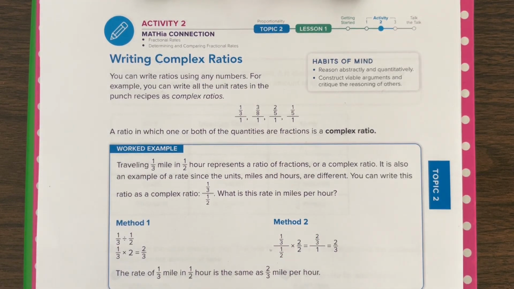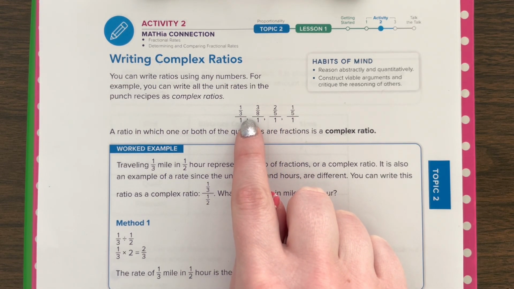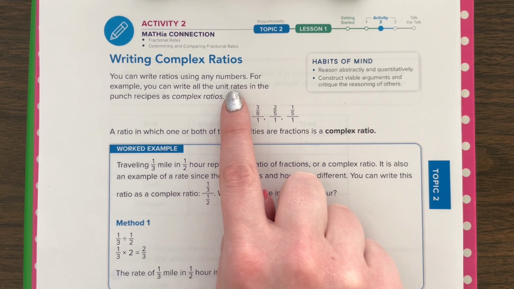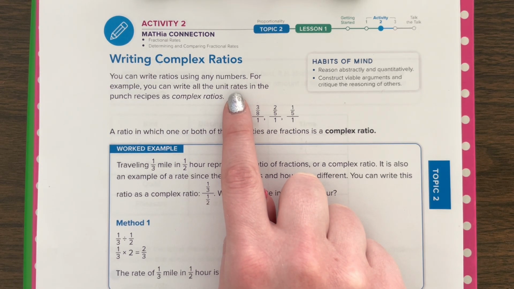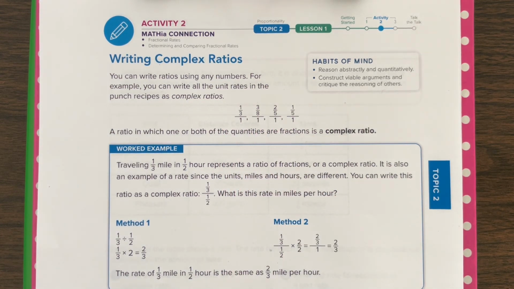All right, we are on page 57 in our math book, and we're going to talk about complex ratios. So don't let the word complex scare you. All a complex ratio is, is a fraction inside of a fraction. And then we're going to change them into unit rates, which is just telling us how much for one of something. So like how many miles per hour, or how much money it is per one item.